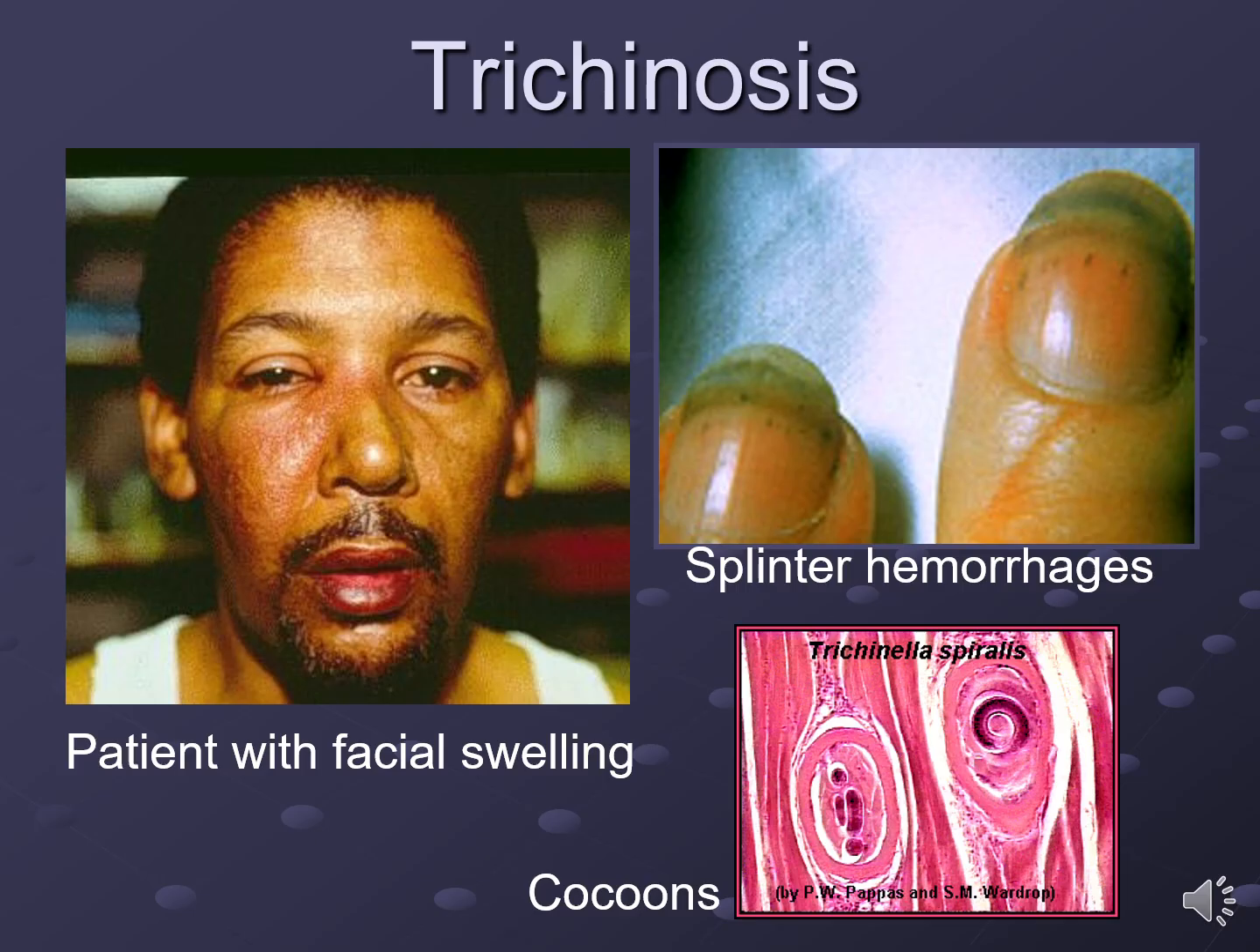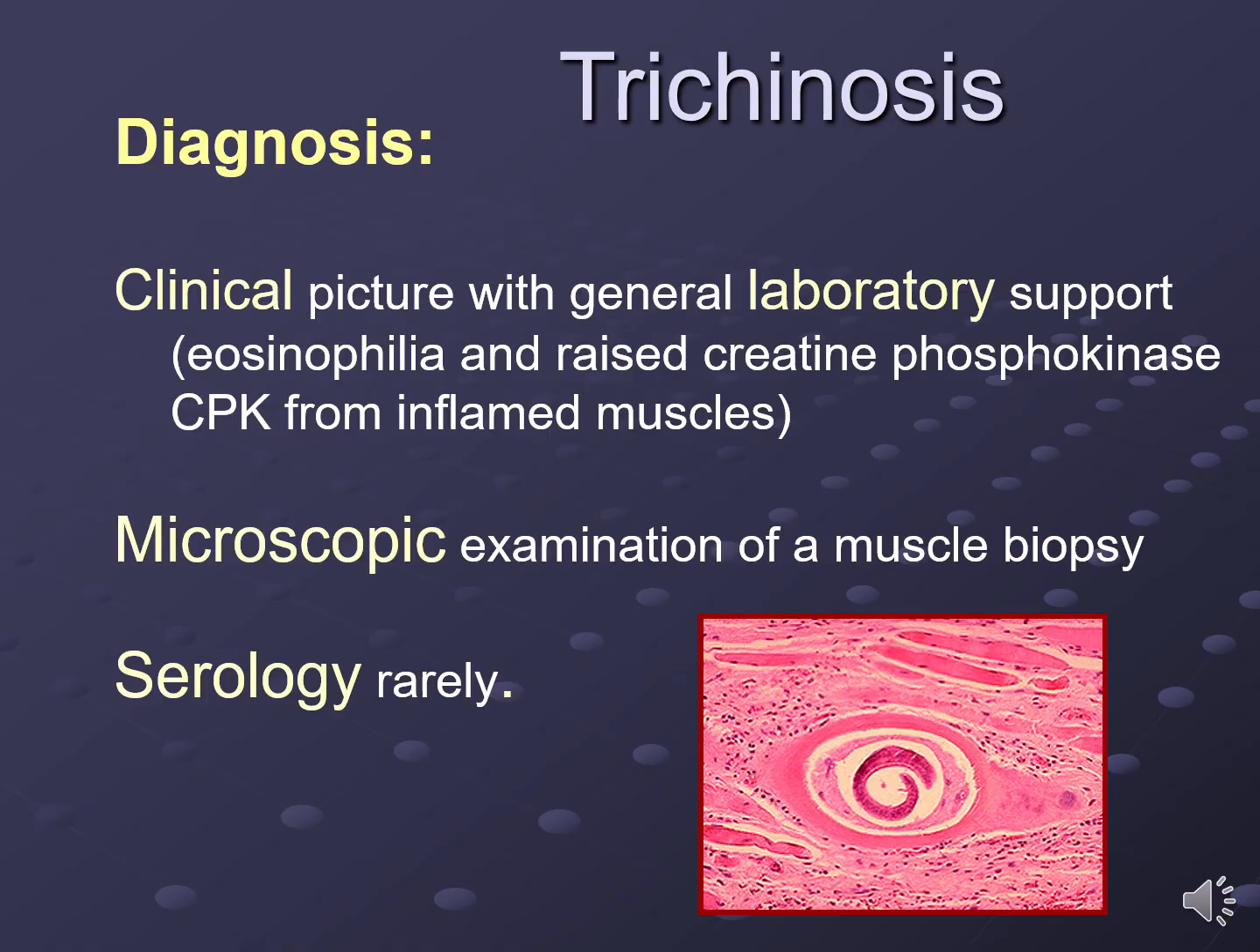And sometimes we refer to them as cocoons, يعني مثل الشرنقات, as cocoons in there. Okay, we go on with the diagnosis of trichinosis, clinical picture with general laboratory support, of course. Eosinophilia is a clue to the diagnosis, and raised creatine phosphokinase, the CPK from the muscles due to the inflammation in the muscles, those are clues to the diagnosis. Laboratory clues to the clinical diagnosis.